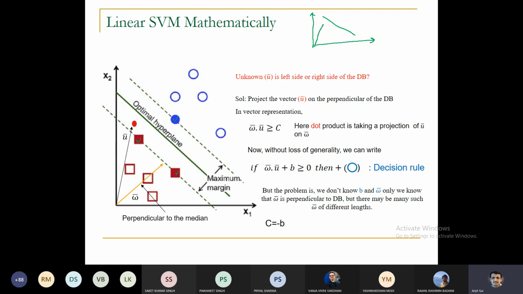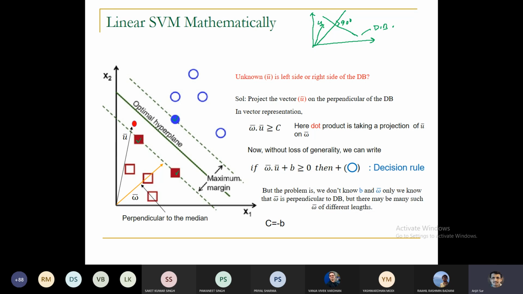Now the idea is this: there is a perpendicular to this decision boundary. This is the 90 degree, the perpendicular of this bisector. So it is a decision boundary, and this is a perpendicular.